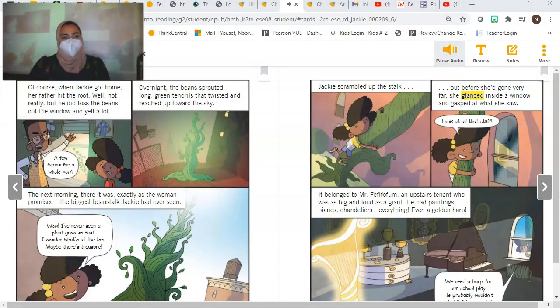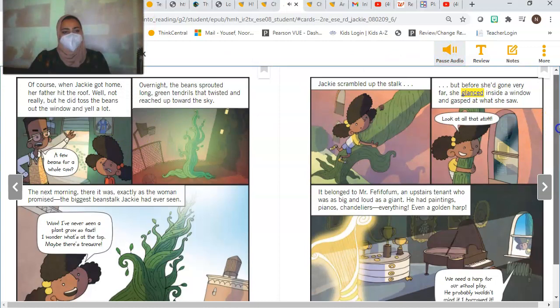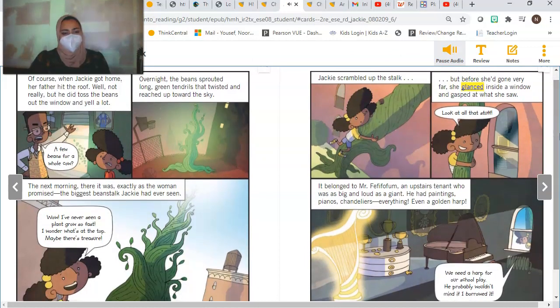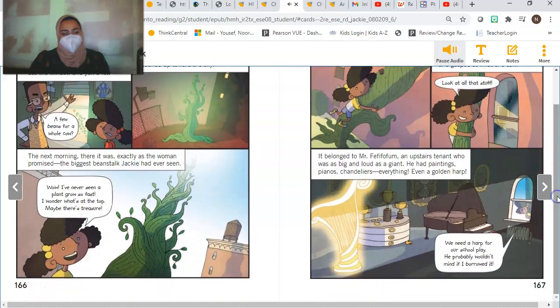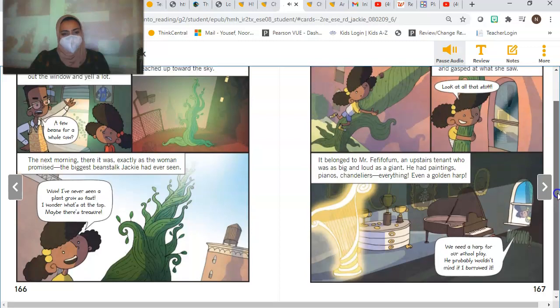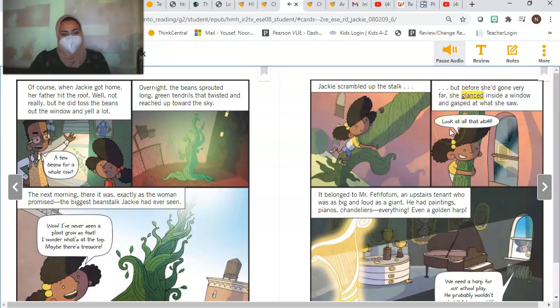Of course, when Jackie got home, her father hit the roof. Well, not really, but he did toss the beans out the window and yell a lot. A few beans for a whole cow? Overnight, the beans sprouted long green tendrils that twisted and reached up toward the sky. The next morning, there it was, exactly as the woman promised. The biggest beanstalk Jackie had ever seen. Wow! I've never seen a plant grow so fast. I wonder what's at the top. Maybe there's treasure. Jackie scrambled up the... Maybe there's treasure. Let's see.